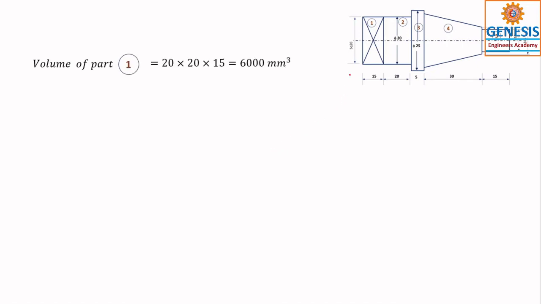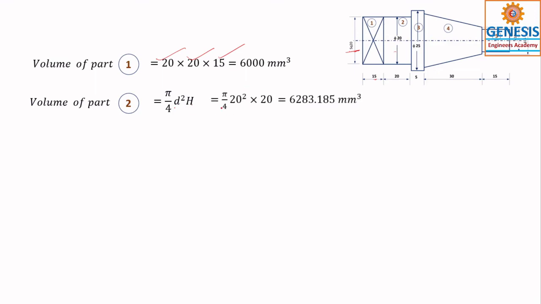So I have used the square, 20 into 20 into 15, that is the volume of part 1. Then the volume of part 2 is a solid cylinder. So I have to use pi by 4 d square into h. I don't use pi r square. Why? Because the diameter is directly given, so you have to convert that way. So this is pi by 4 into 20 square into height, which is also 20.